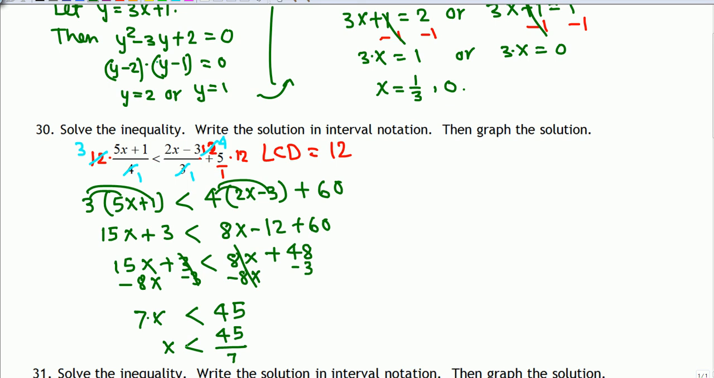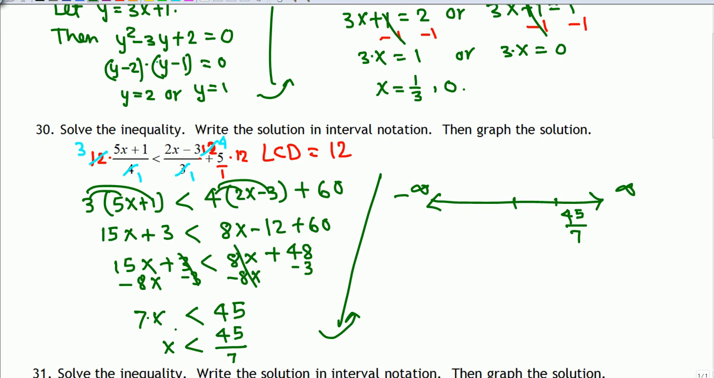Let's graph the solution, and we can come up with the interval notation. X is strictly less than 45/7, which is like 6 point something. Here is 0, and here is 45/7. It's strictly less than, so it is not included and we use parentheses, everything smaller than 45/7. So the interval is negative infinity through 45/7.